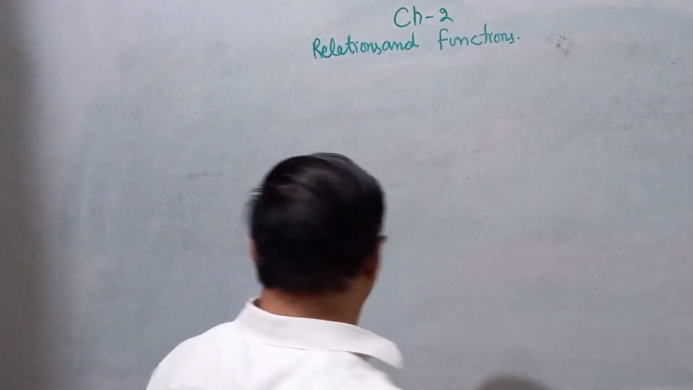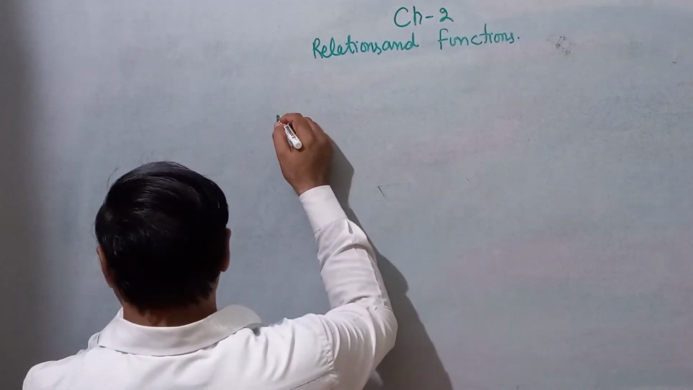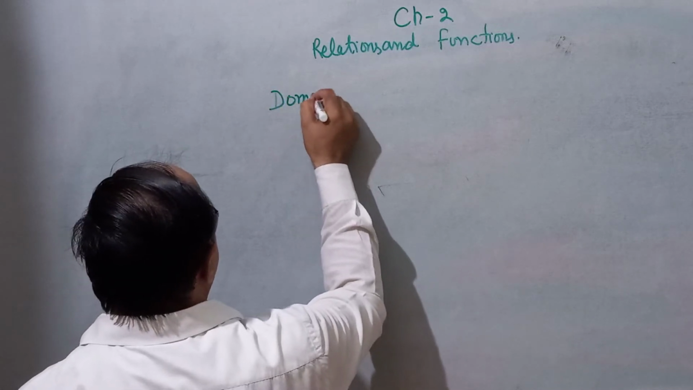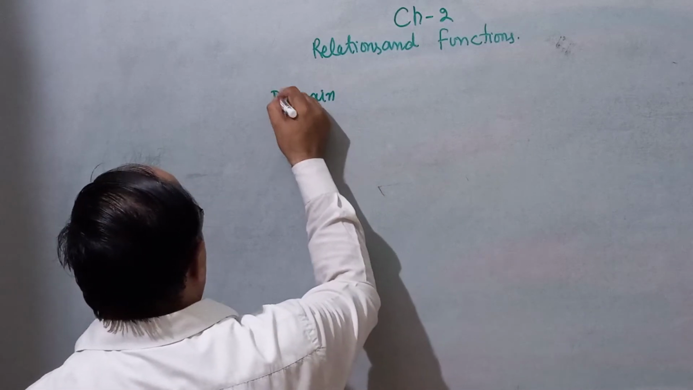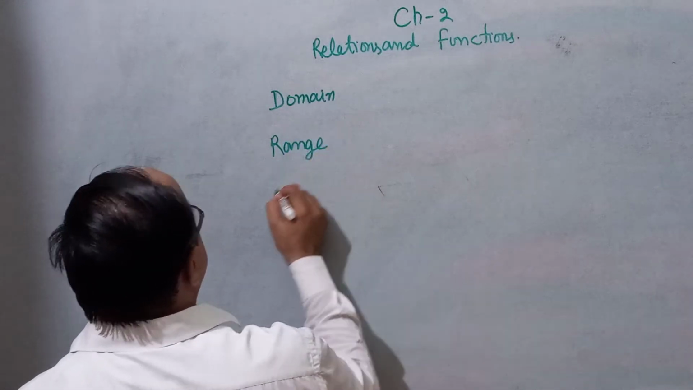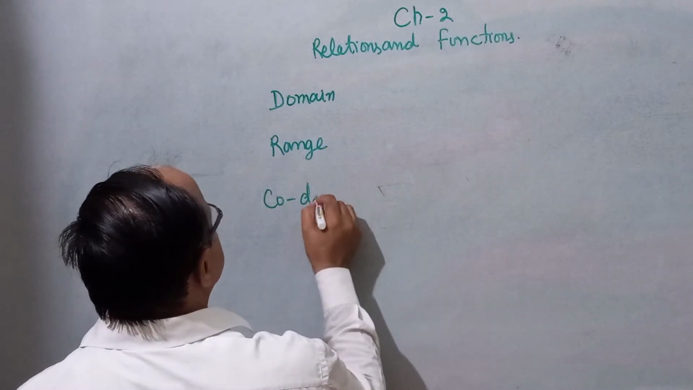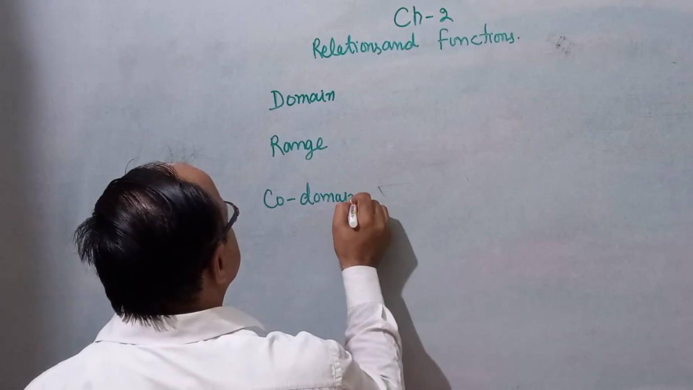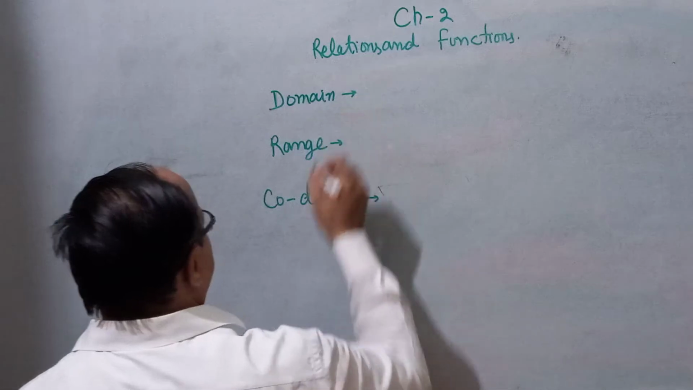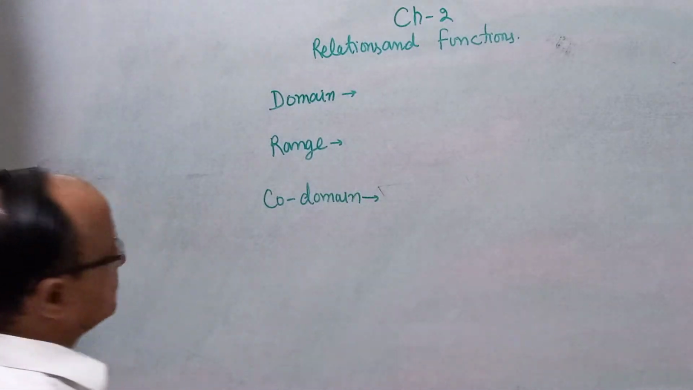In this topic, there are 2-3 points. Number one, domain, range, and codomain. There are 3 points.